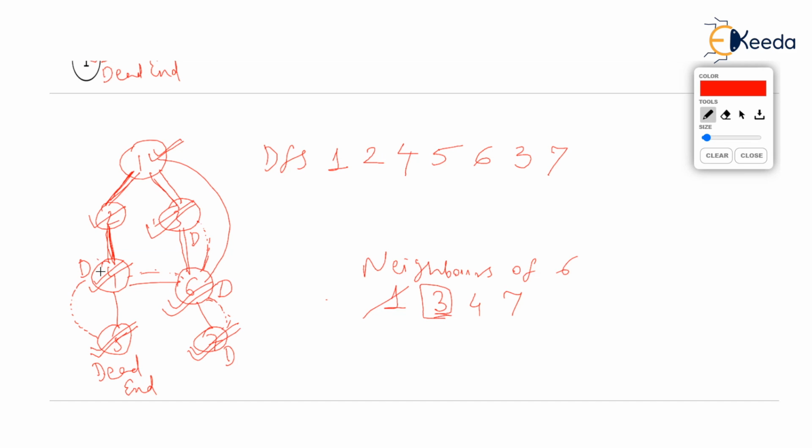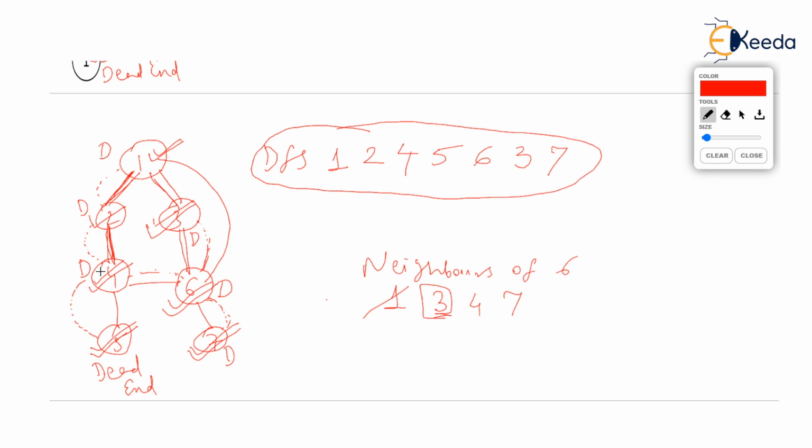I'm sure you are getting it. Because you came to 4 from 2. 2 is dead. All the neighbors of 2 are done. And from 2 you will backtrack to 1. But 1 is also done. This is dead. All the neighbors of 1 are done. And you started the process at 1 and 1 itself is a dead end. So you stop the process of DFS and you say this is the output.